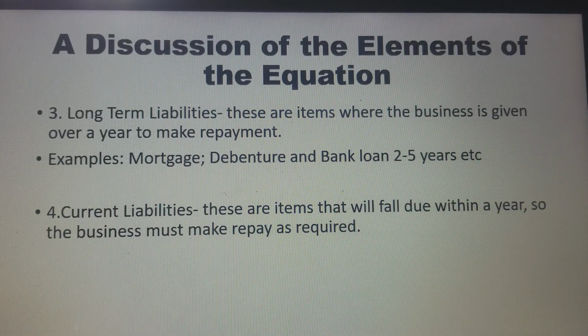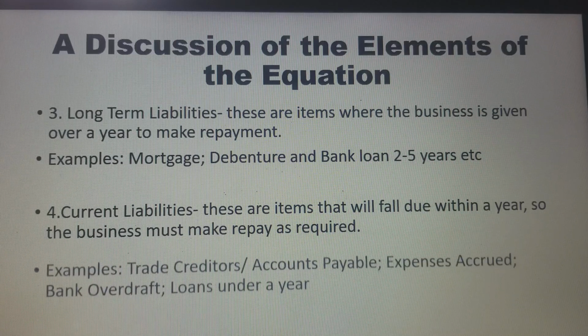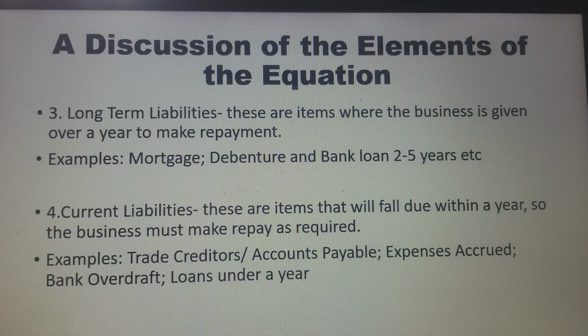Then we come to current liability. Now, current liabilities are items that will fall due within a year. So the business must make repayment as required in that year, in the period of 12 months. So when we talk about current liability, it means that your creditors, or the persons you owe, are requiring you to pay back the money within 12 months or within a year. Examples: trade creditors, or what is also referred to as accounts payable, expenses accrued, bank overdraft, or any other loan under a year. All of these are referred to as current liability.